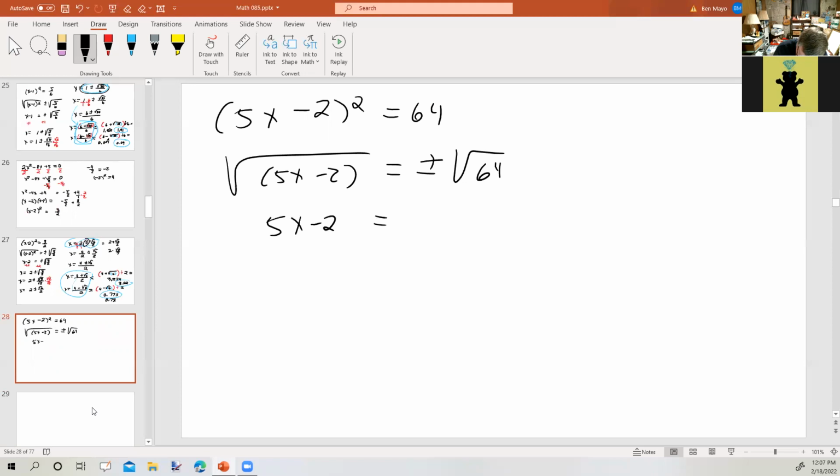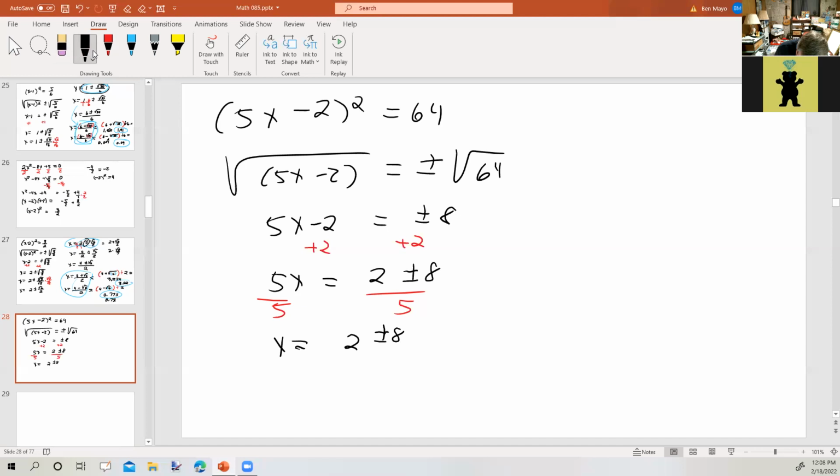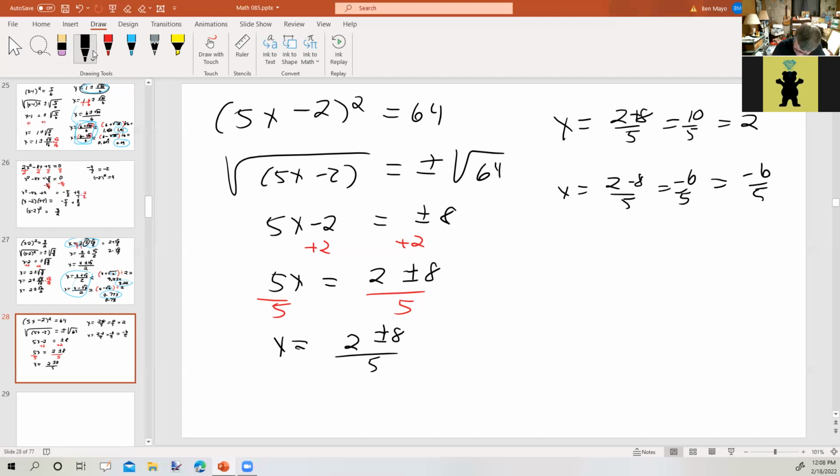I get 5x minus 2 equals plus or minus 8. Then I would add 2 to both sides. 5x equals 2 plus or minus 8. And then I would divide both sides by 5. So x equals 2 plus or minus 8 over 5, which means x equals 2 plus 8 over 5, which is 10 over 5, which is 2. X equals 2 minus 8 over 5, which is negative 6/5. All right, so completing the square.